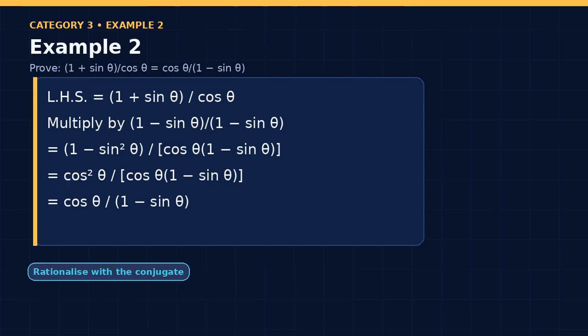Example 2. Prove that 1 plus sine theta divided by cosine theta equals cosine theta divided by 1 minus sine theta. Start with the left-hand side. Multiply the numerator and denominator by 1 minus sine theta. The numerator becomes 1 minus sine squared theta. By the fundamental identity, this is cosine squared theta. So the expression becomes cosine squared theta divided by cosine theta multiplied by 1 minus sine theta, which equals cosine theta divided by 1 minus sine theta. This matches the right-hand side, so the identity is proved.